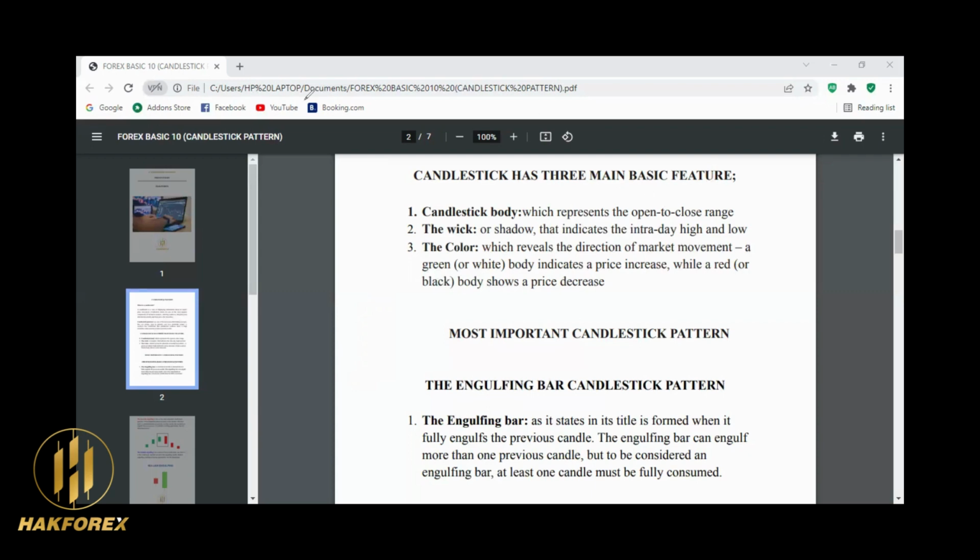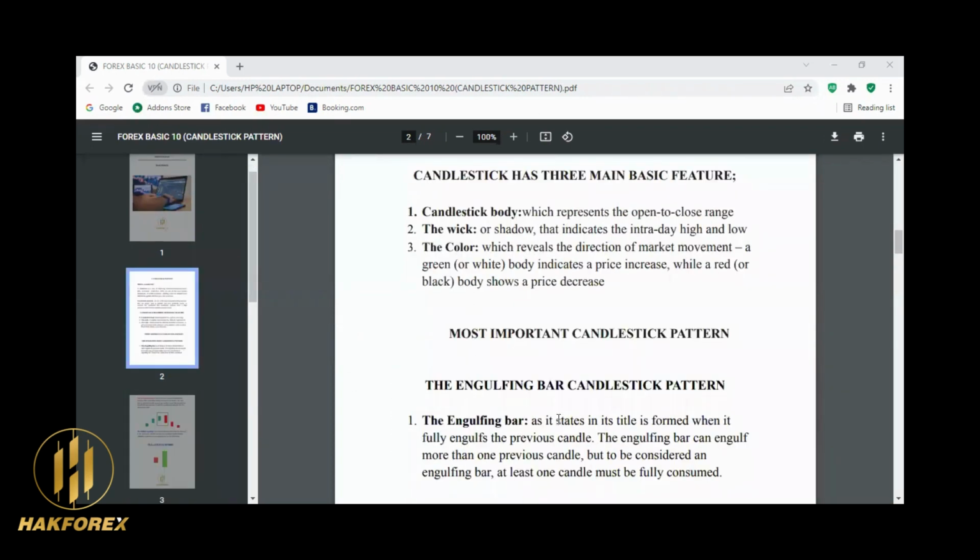From the word engulf, it is formed when it fully engulfs the previous candle. Let's assume you have a smaller candlestick like this, and the next candlestick that opens fully engulfs this candle. It eats this previous candlestick. This one is like a mother to it, and this one is just like a baby. So whenever you see this kind of engulfing candlestick pattern, it indicates a reversal, maybe in an uptrend or a downtrend. It depends on the kind of engulfing it is.